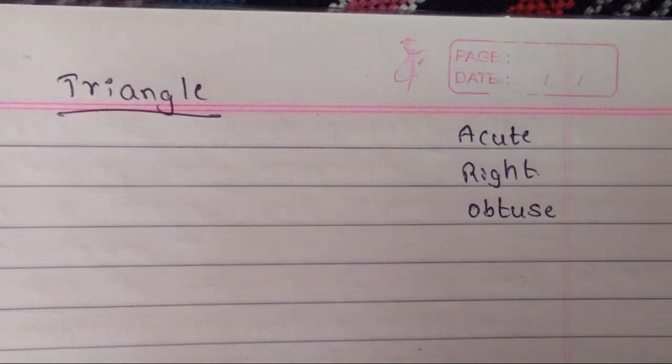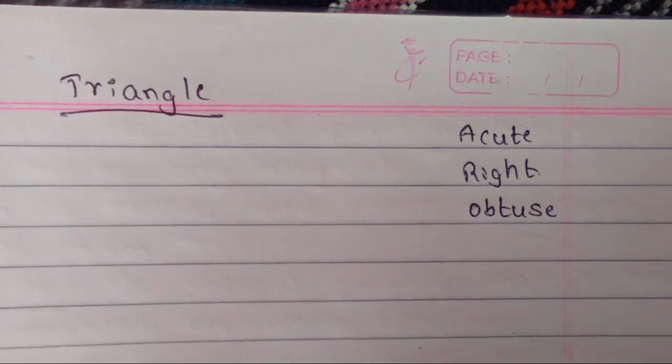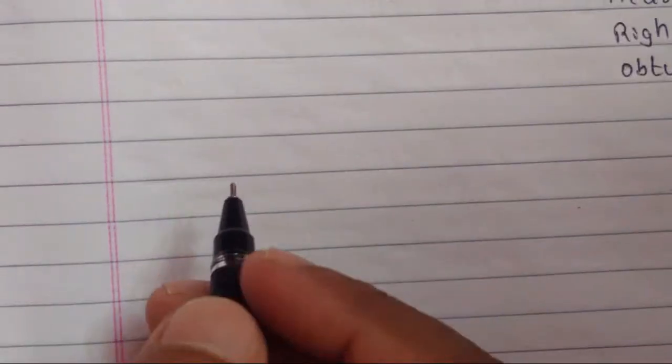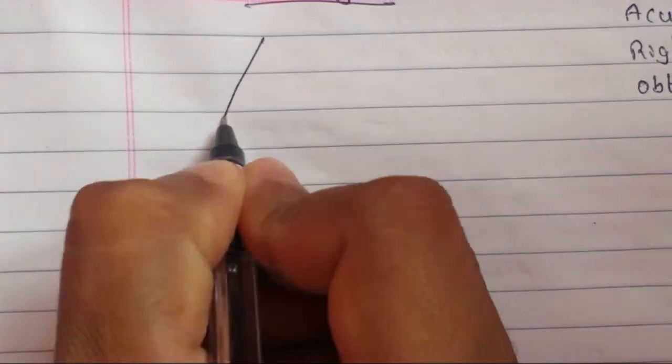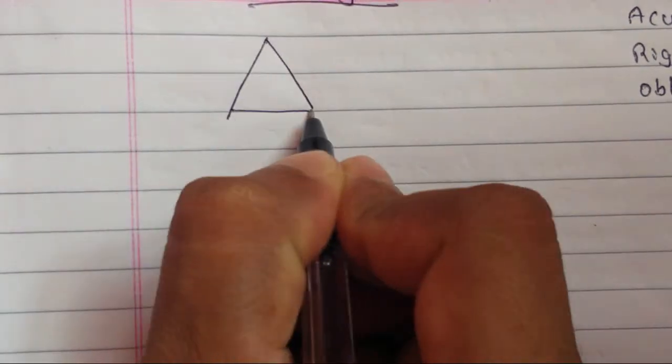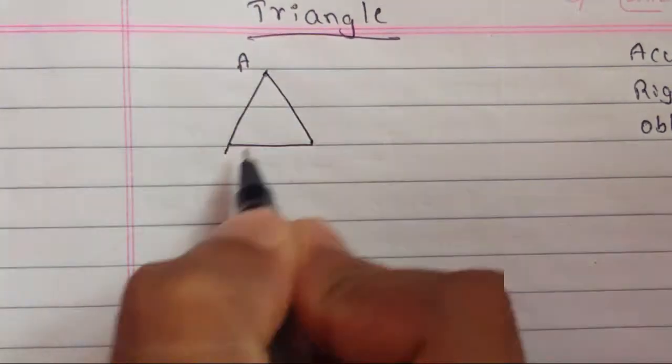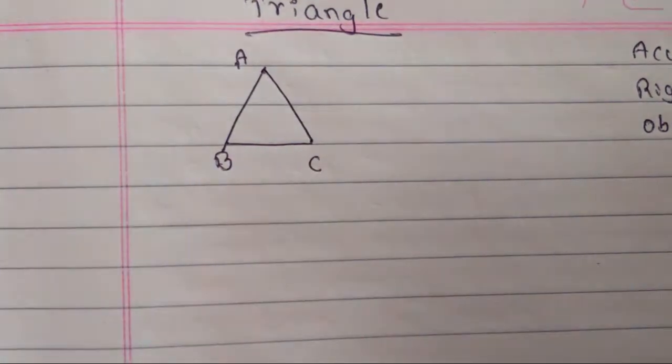Then when we come to the sides, the triangle is divided again into three types. One is equilateral triangle, the next one is isosceles triangle, and the next one is scalene triangle. So what is meant by equilateral triangle? For example, if I draw a triangle, I will call the endpoints A, B and C.